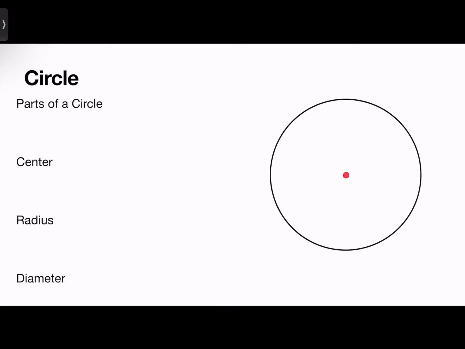Circles and their properties are fundamental concepts you'll need for the Praxis Core math exam. This quick video will review definitions and examples to help you study. First, let's examine the parts of a circle. This red dot is the center of the circle. That's pretty straightforward.